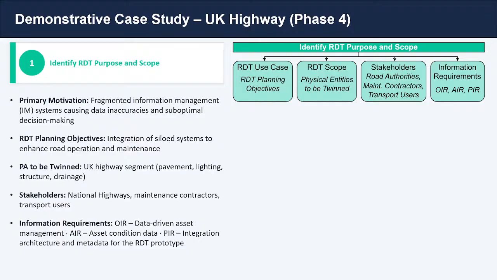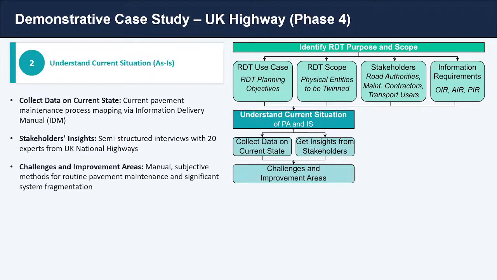The physical entity to be twinned in this case was a long segment of UK highway, and we twinned assets such as pavement, lighting, structure, and drainage. We identified the stakeholders and the necessary information requirements. Then in the second step, we assessed the current situation.